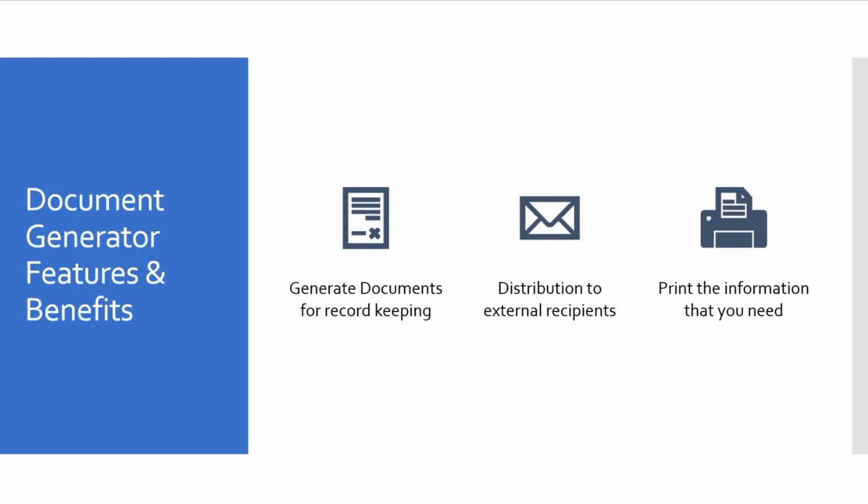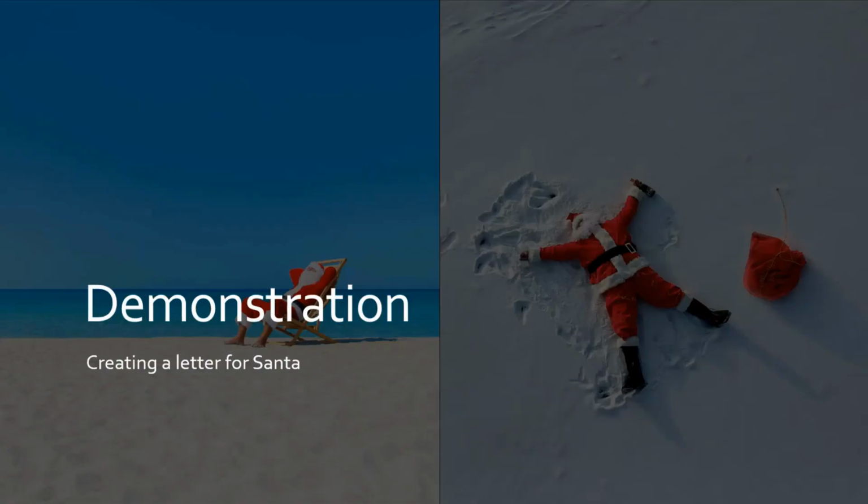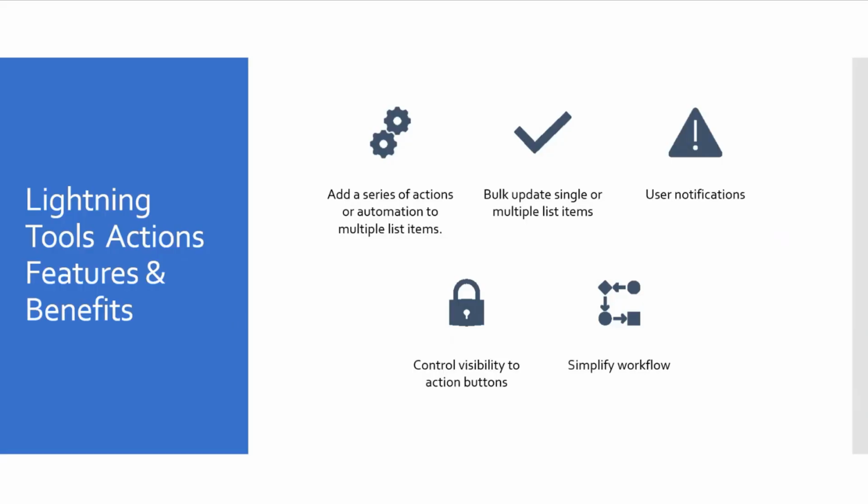But what we can do, sorry, we just talked about document generator. What we can do with Lightning Tools Actions is add some automation to multiple list items, which could be all of the list items or selected list items or a list item within the list. And then we can fire off the different actions that we want to create. So with that, we're going to send the attachment of the document that was generated across to Santa so he can open it up and, of course, act on that wish list.